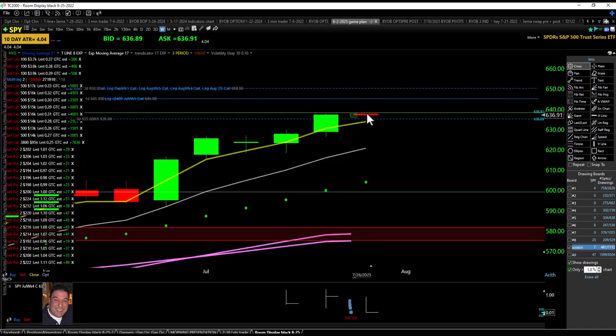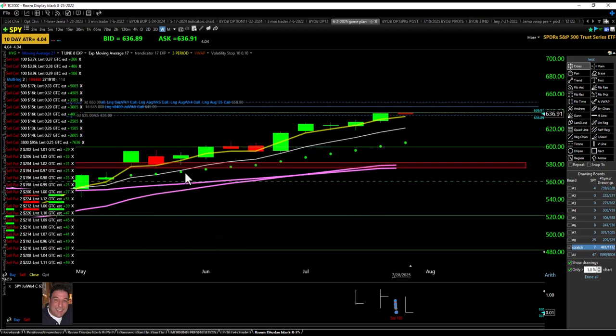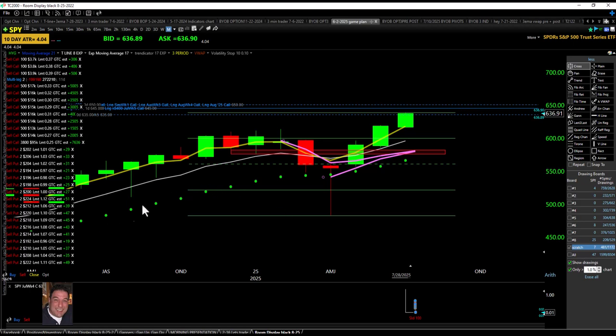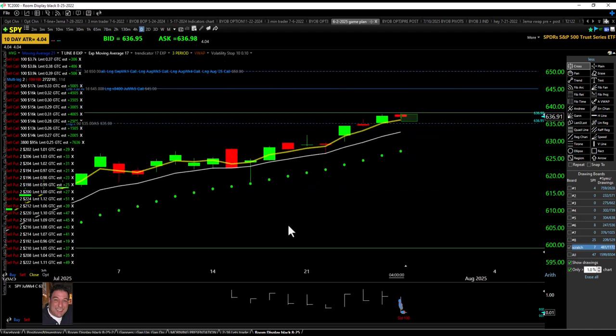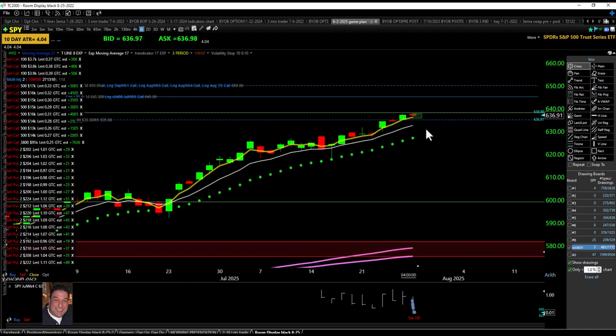Weekly chart, weekly still in an uptrend. You can see all the green candles right there. Monthly chart, see all the green candles right there. Still in an uptrend. Okay, on the daily, back out, see all the green candles? We're still in an uptrend.